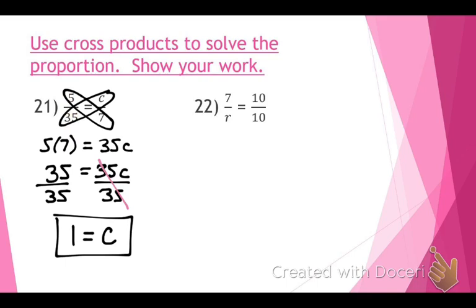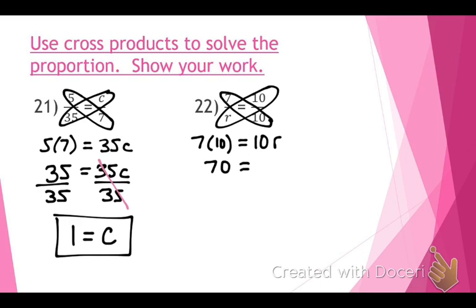7 and 10 are. Good job. We drop down the equal sign, and we are going to multiply the 7 times 10 and the 10 times R. Good job. 70 is the same thing as 7 times 10. And how do I get that R by itself? Cancel it out.